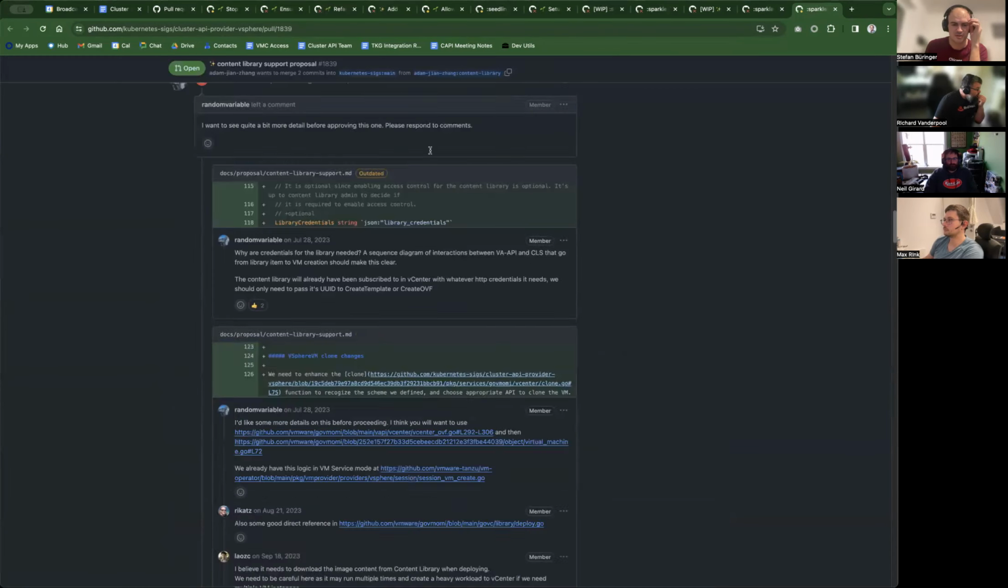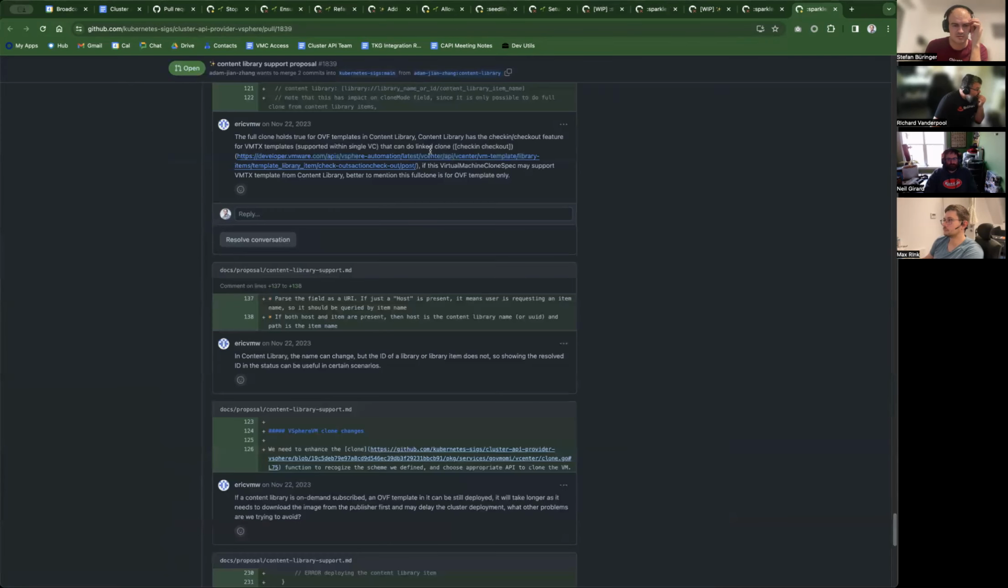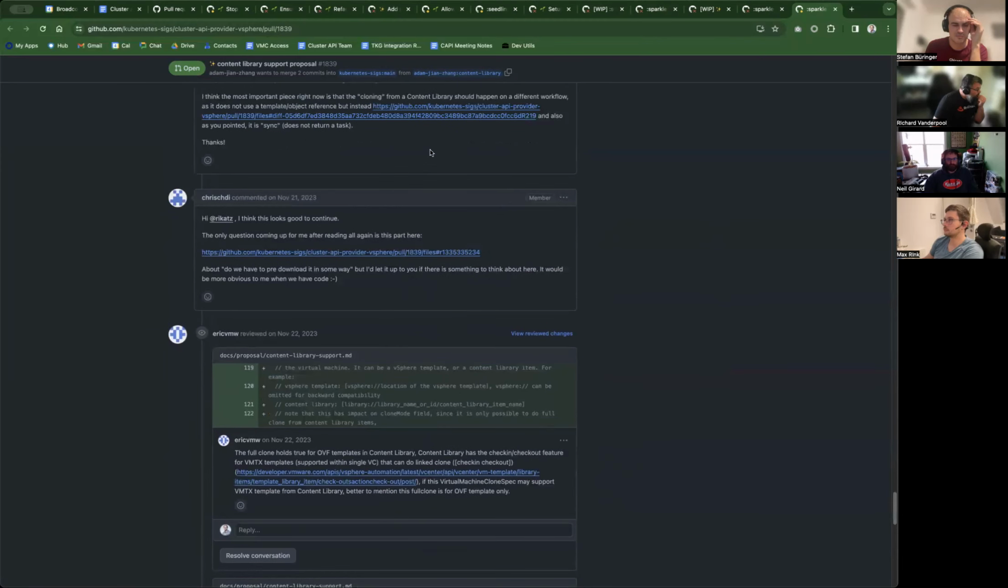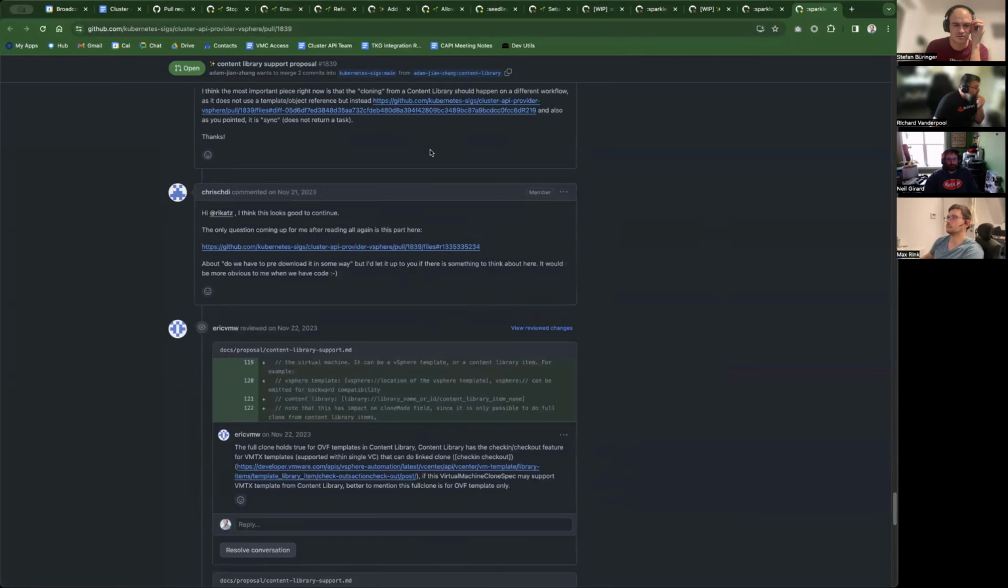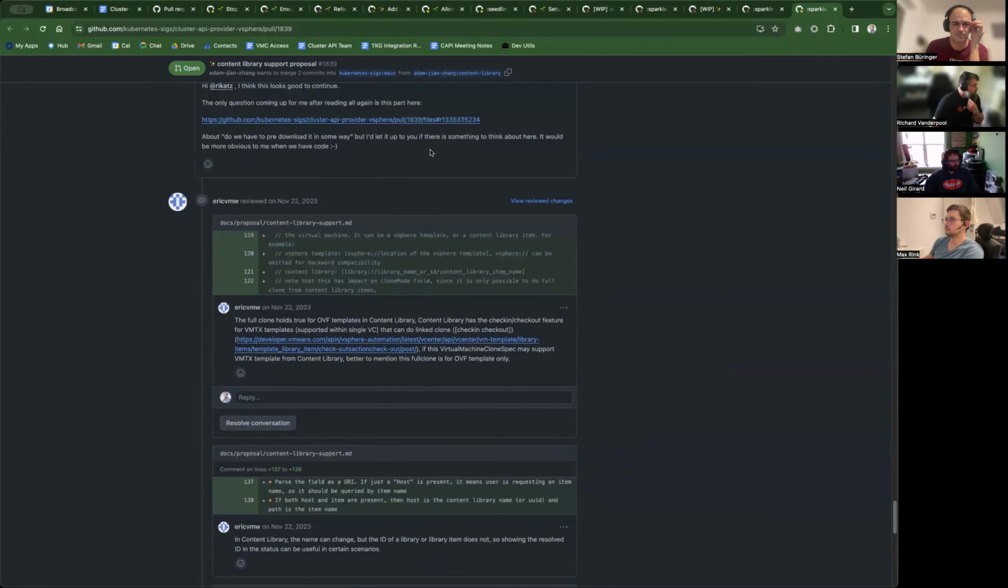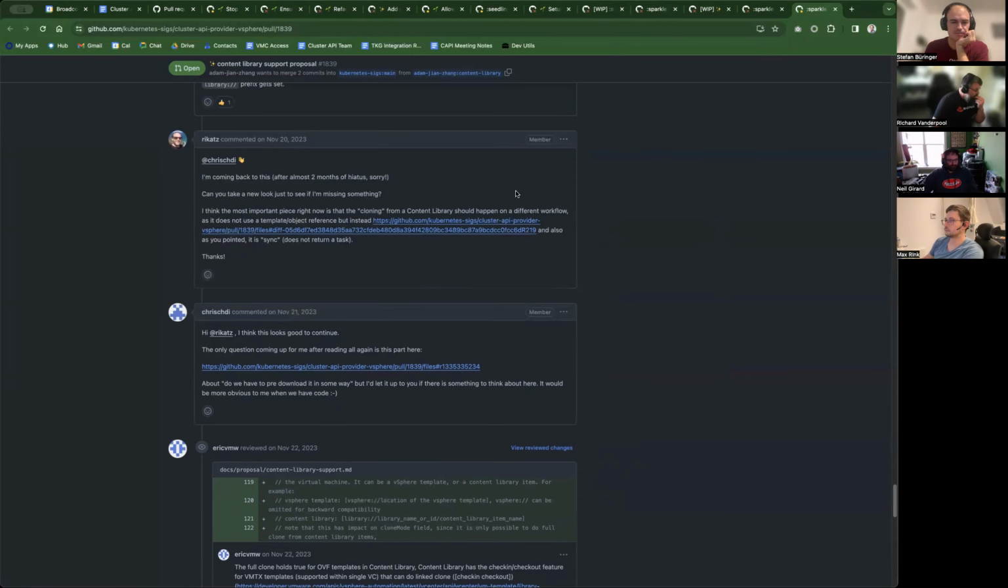Content library support proposal. So what is the current state here? I think it's mostly in review. What I do know is that we support content library in the VM operator mode, and it currently works well, from what I heard. But the other mode doesn't support it, and that's what the proposal should be about.